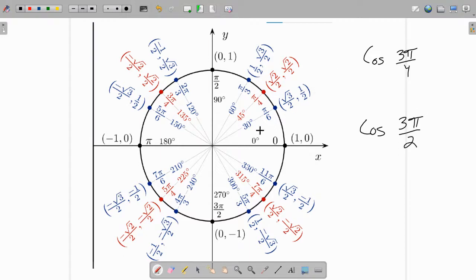Okay, so 3 pi over 4, where's 3 pi over 4? Right here, cosine, right here, negative radical 2 over 2. And then 3 pi over 2, we haven't seen this before, it's right here. So cosine is the x, so it's right here. Cosine of 3 pi over 2 is 0. Okay. And that concludes this video.